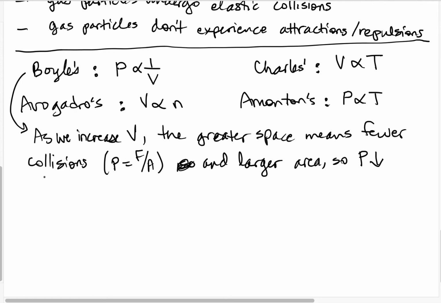And the same thing is true if we do the opposite. If we decrease the amount of space that our particles have, we squeeze them together. So they have a smaller space to bump around in. They're going to hit the walls more often. And so the pressure is going to naturally be a little higher. So that's our Boyle's law explanation.